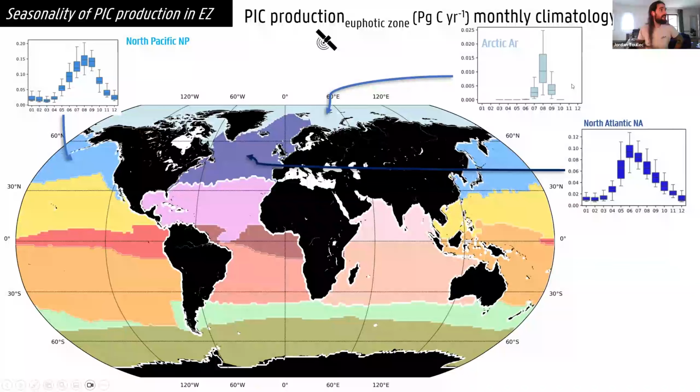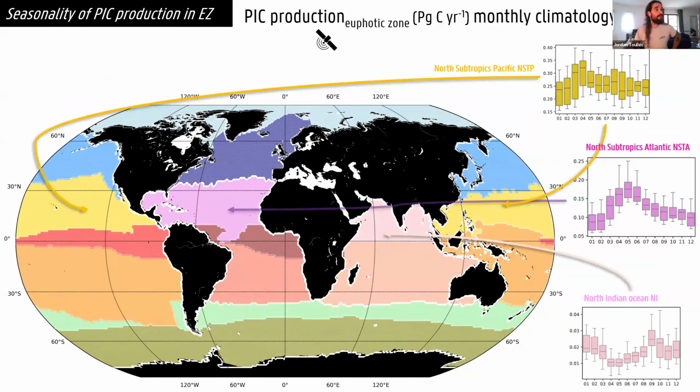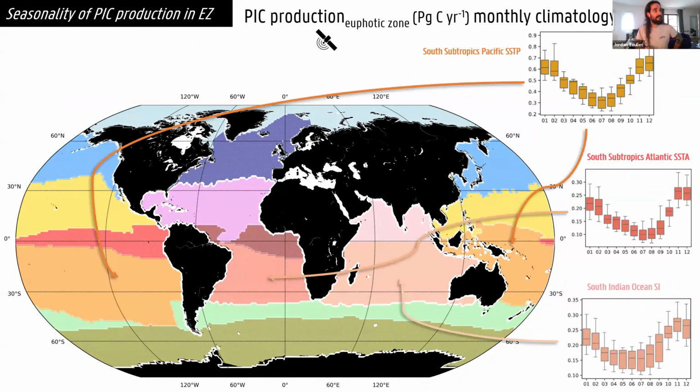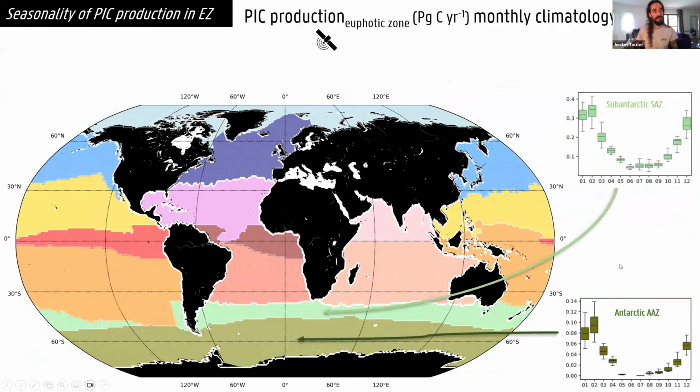If you go further down, we observe less seasonal patterns, except in the North Atlantic, where we still have higher PIC production during May to June. If you go to the equatorial upwelling, it's not really seasonal. In the Southern Hemisphere, we have the reverse pattern of the Northern Hemisphere, because it's the opposite phenological process: during the Northern Hemisphere summer months, it's the Southern Hemisphere winter. This is also notable for the subantarctic and Antarctic.